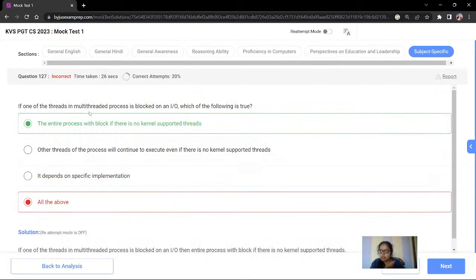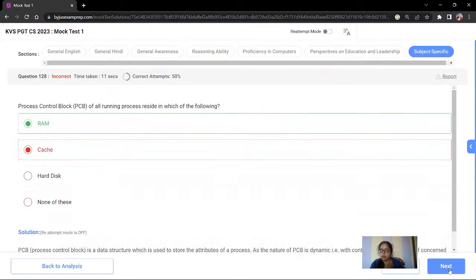Next, if one or more threads in a multi-threaded process is blocked on IO, which of the following is true? The entire process will block if there is no kernel supported thread. If there is no kernel thread, then the entire process is blocked.